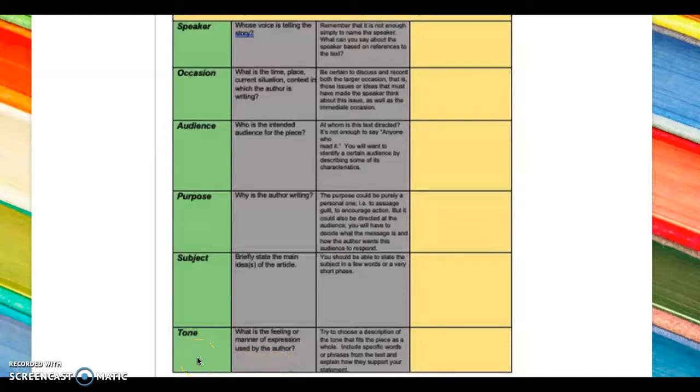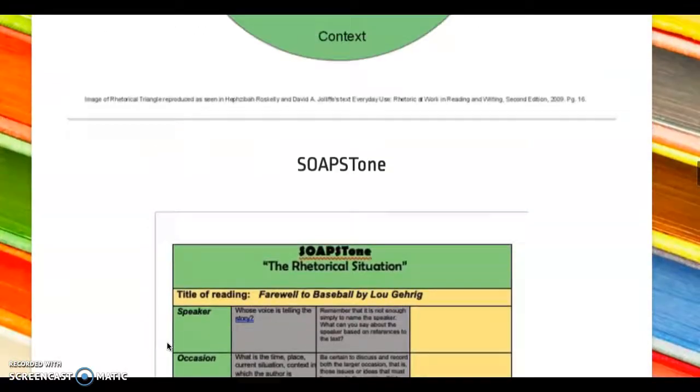We also say that the tone is the speaker's attitude towards the subject. And so this can be positive, it can be lighthearted, it can be neutral, it can be joking, it can be critical. So there are numerous tones that a speaker could take.